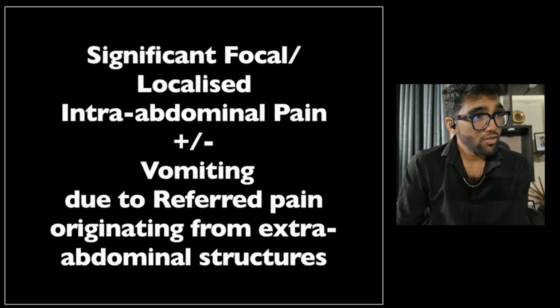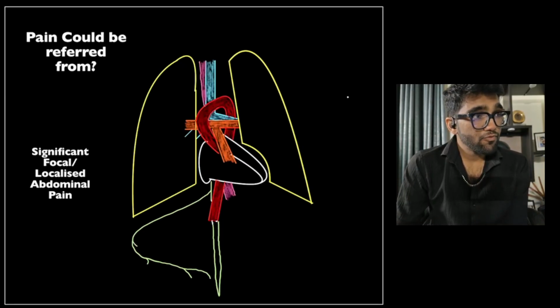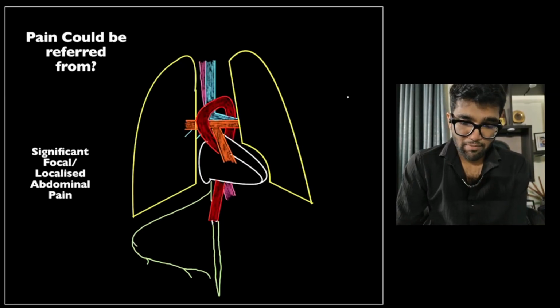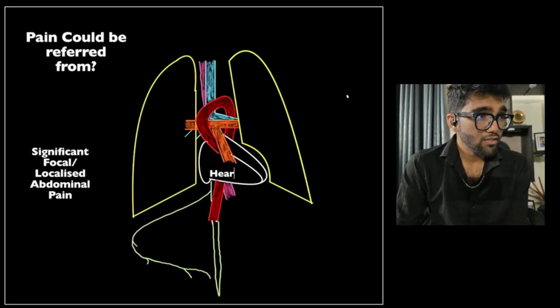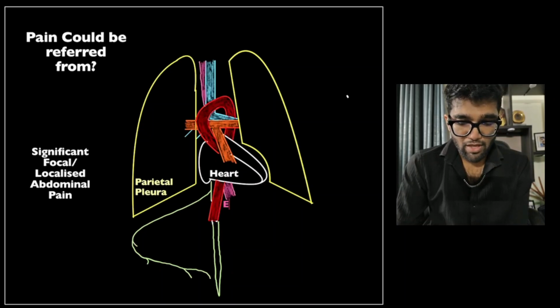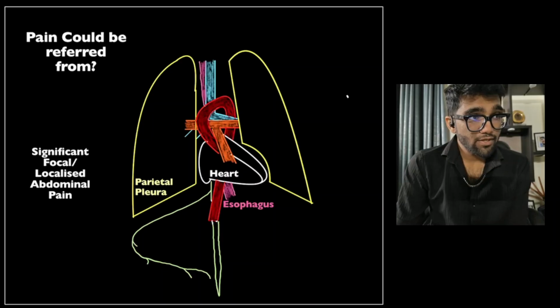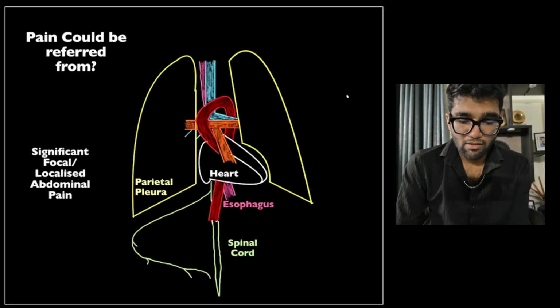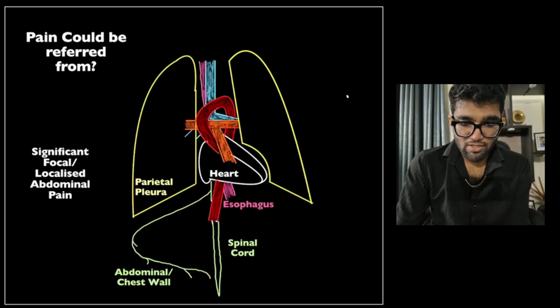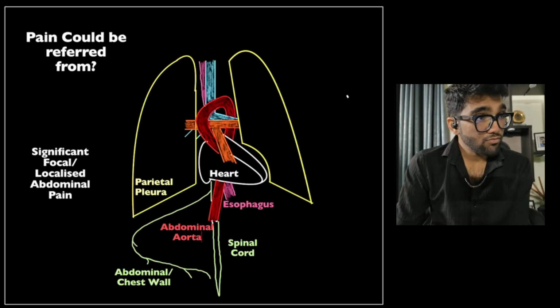Now, when we talk about referred pain, we need to understand what are the structures that are nearby. So what all do we have? We have the heart. We have the parietal pleura right next to the right upper and left upper abdomen. We have the esophagus, which is present retrosternally. We have the spinal cord posteriorly, and obviously the nerves supplying the abdominal wall and the chest wall, arising from the spinal cord itself.